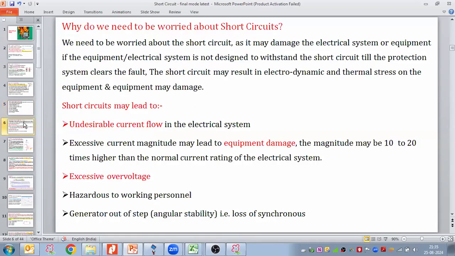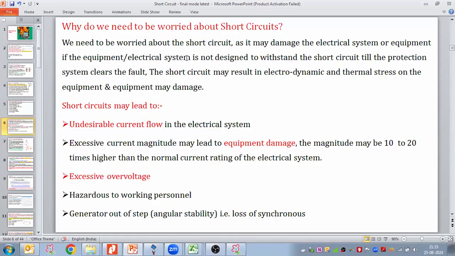Now let us see why we need to be worried about the short circuit, and why we have to be careful about the short circuit current selections. We need to be worried about short circuit as it may damage the electrical system or equipment. If equipment or electrical system is not designed to withstand the short circuit till the protection system clears the fault, it is not going to withstand infinite time.